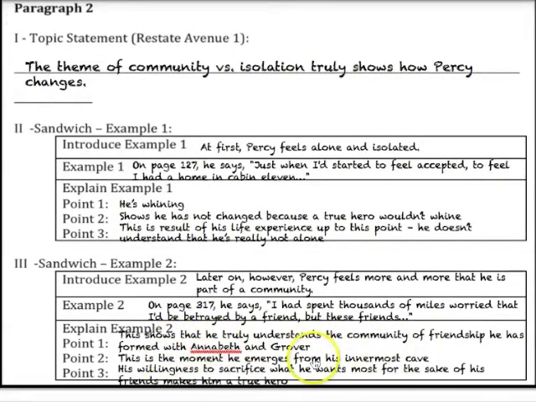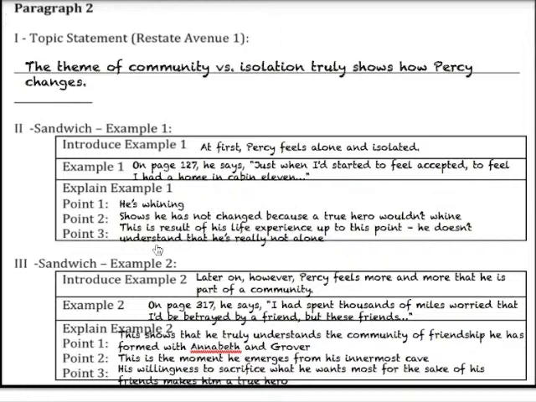So again, I'm using a combination of the prompts on the other page and my own thinking to come up with ways to tie this example back to the topic statement and back to the idea that Percy has changed. So between these two sandwiches, one where I show at first he's alone and isolated and later he is part of a community, I do show that he changes, which is our thesis statement, because the whole point of this body paragraph is to prove what you were saying in your thesis statement about the fact that he changes.